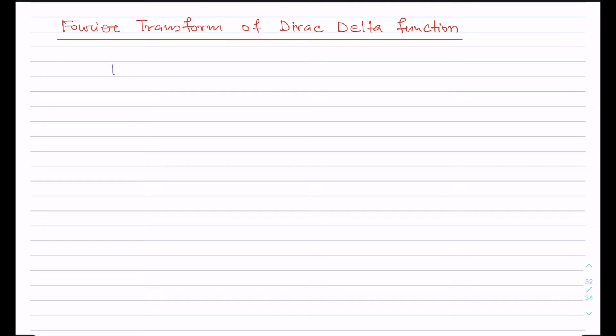According to this symmetric definition, F(omega), that is the Fourier transform of f(x), which is a function of omega, is equal to 1 over root 2 pi. So this is the symmetric transformation, that is I am taking this 1 over root 2 pi factor in both the Fourier transform and its inverse Fourier transform. So it is 1 over root 2 pi, integral from minus infinity to plus infinity of f(x) e to the power i omega x dx.